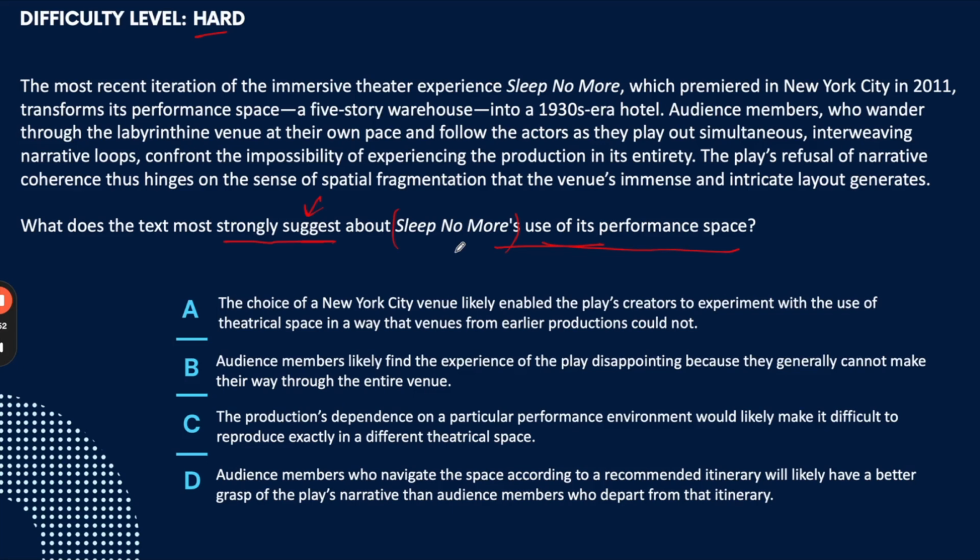With this understanding, let's identify the keywords in the question stem itself. It's the use of performance space. Performance space and use, these are the two most crucial words that we are looking for in the text to identify the location. Let's read the text now.